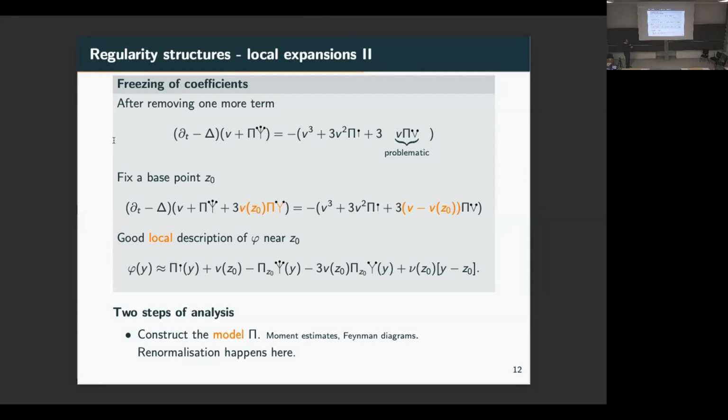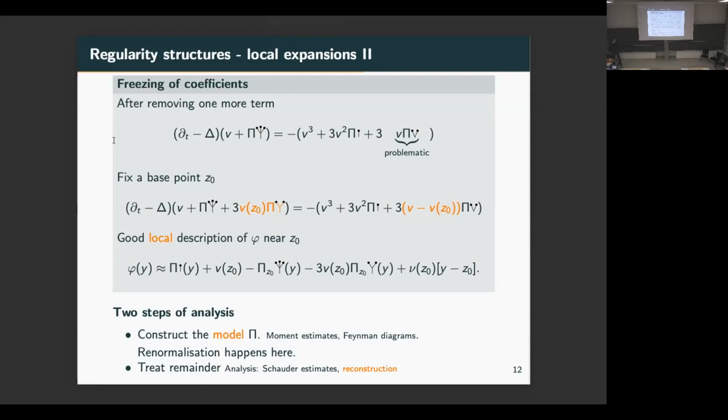One has to construct this model, so these funny stochastic terms that I have here, this pi. And this can be done with one set of techniques that in principle is around. So we use moment estimates, Feynman diagrams, and also the renormalization happens here. So that's the probability part of the construction.